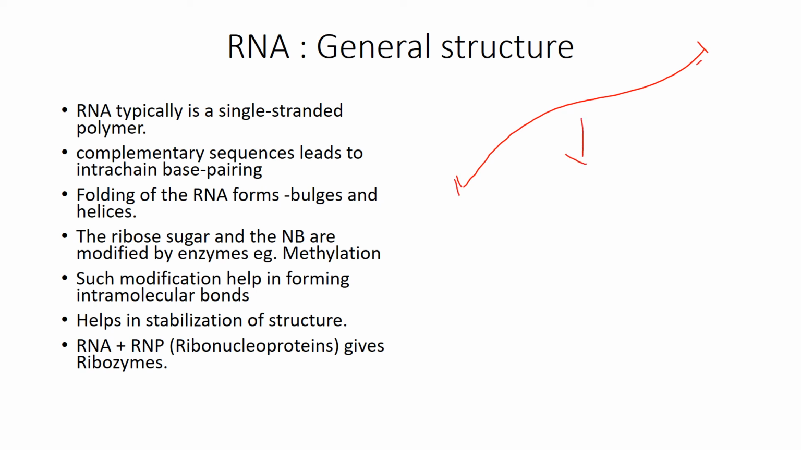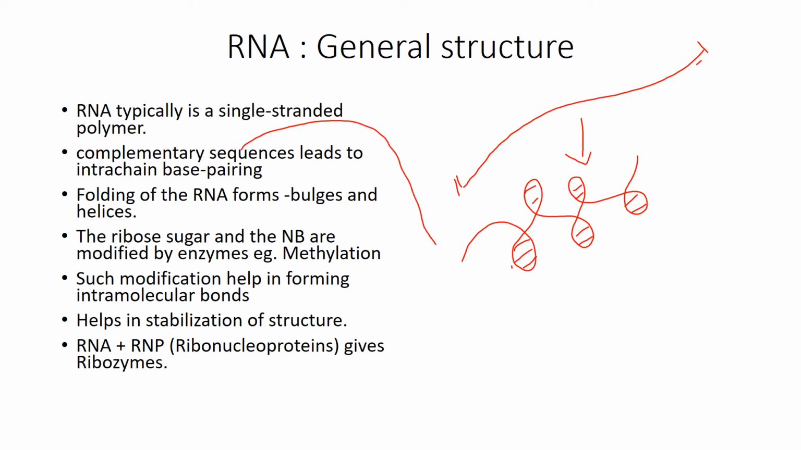But we find that this molecule undergoes a sort of coiling or twisting upon itself, and certain regions have base pairing within the molecule. So there is only one molecule, still we are finding the base pairing. These base pairings are nothing but the result of the complementary sequences which are present in the molecule. Now these foldings of RNA form bulges and helices, which I have shown right now.